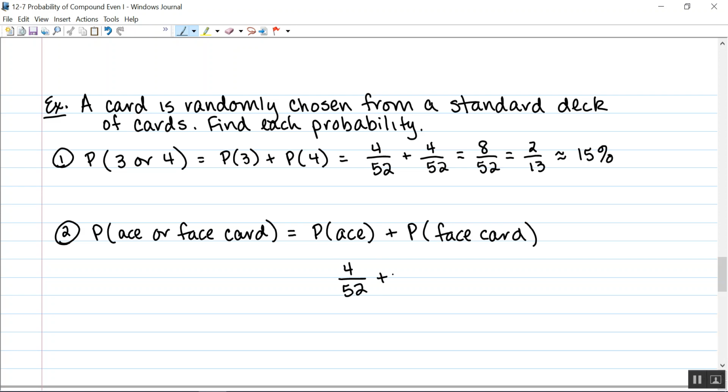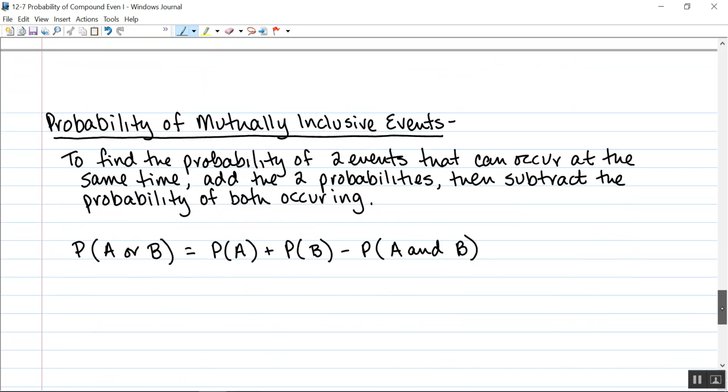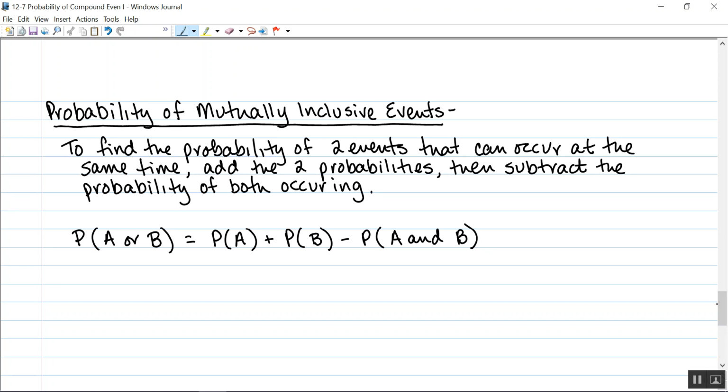And the probability of drawing a face card is 12 out of 52. Now remember, the face cards are the kings, queens, and jacks. And there's a king, queen, and jack of each of the suits: hearts, diamonds, spades, and clubs. So that's a total of 12 face cards. So that's 16 out of 52, 4 out of 13, or approximately a 31% chance of drawing an ace or a face card.